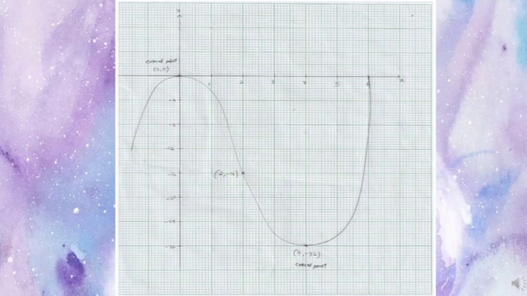Question D asks to sketch the graph. So this is the graph. The first critical point is (0, 0) and the second critical point is (4, -32). The inflection point is (2, -16).